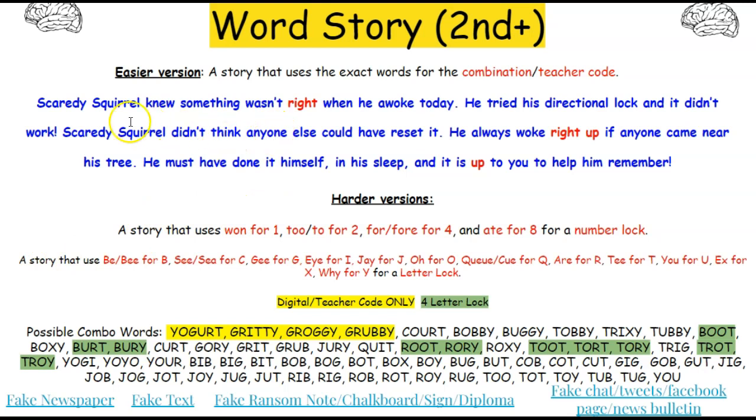Here at the top we have our sample. Scaredy Squirrel knew something wasn't right when he awoke today. He tried his directional lock and it didn't work. Scaredy Squirrel didn't think anyone could have reset it. He always woke right up if anyone came near his tree. He must have done it himself in his sleep, and it is up to you to help him remember. Giving us the combination right, right, up, up. Down here at the bottom, there's a whole list of words that will work for using the letter word substitutions.